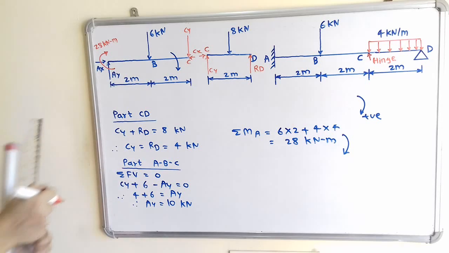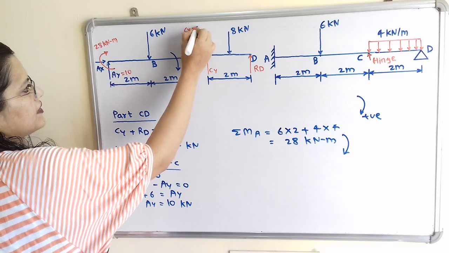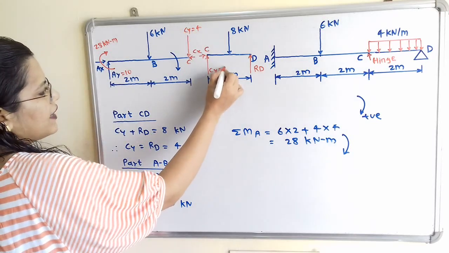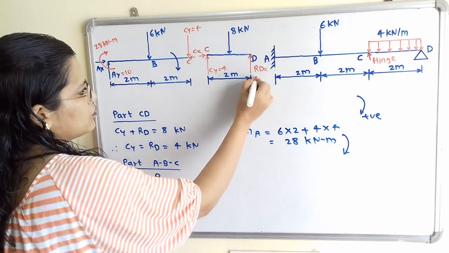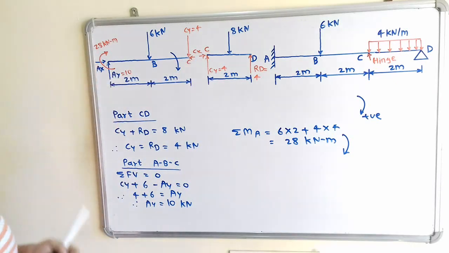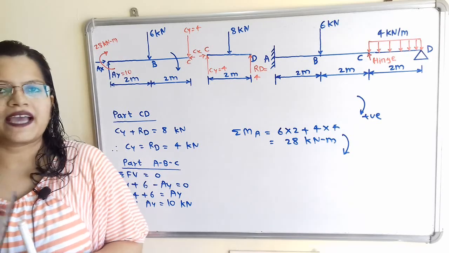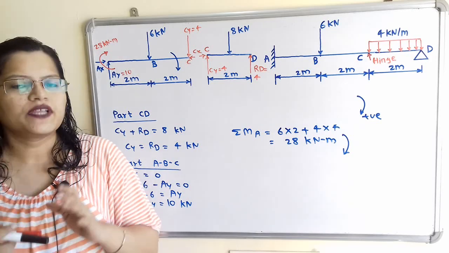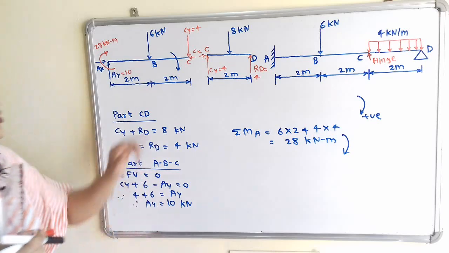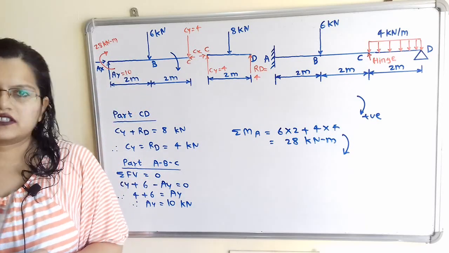So we have to mention the magnitude. Ay is equal to 10, Cy is equal to 4, and Rd is also equal to 4. Now if we observe, there are horizontal forces in the system, but to draw the shear force diagram as well as the bending moment diagram, there is no contribution from these horizontal forces. So no need to calculate these forces.